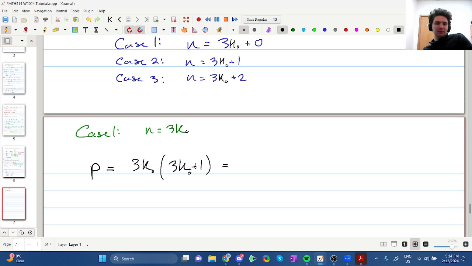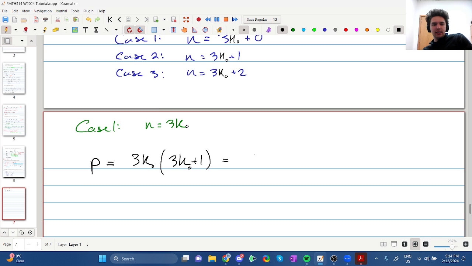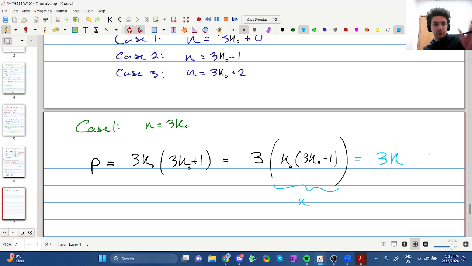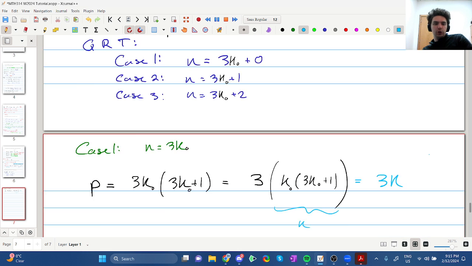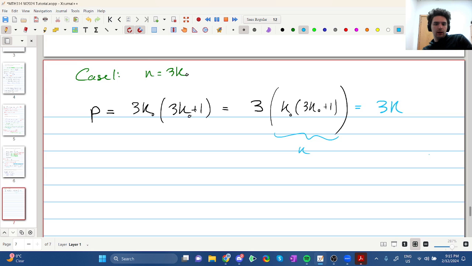Well, in this case, that's pretty easy, because you can say that this is 3 times k naught times 3k naught plus 1. That is an integer. Therefore, this equals 3k. We're not done the whole question. We're done case 1. I showed that it's one of these two forms, 3k.